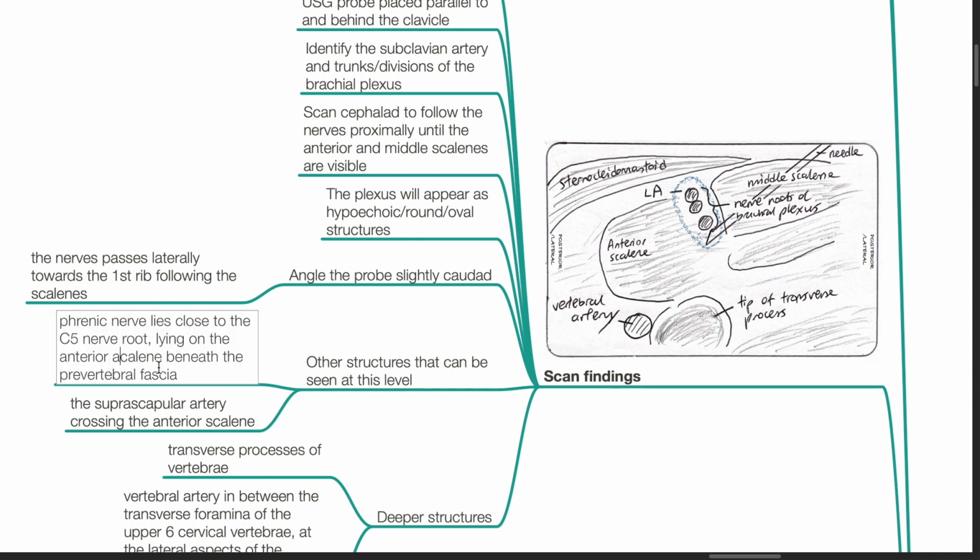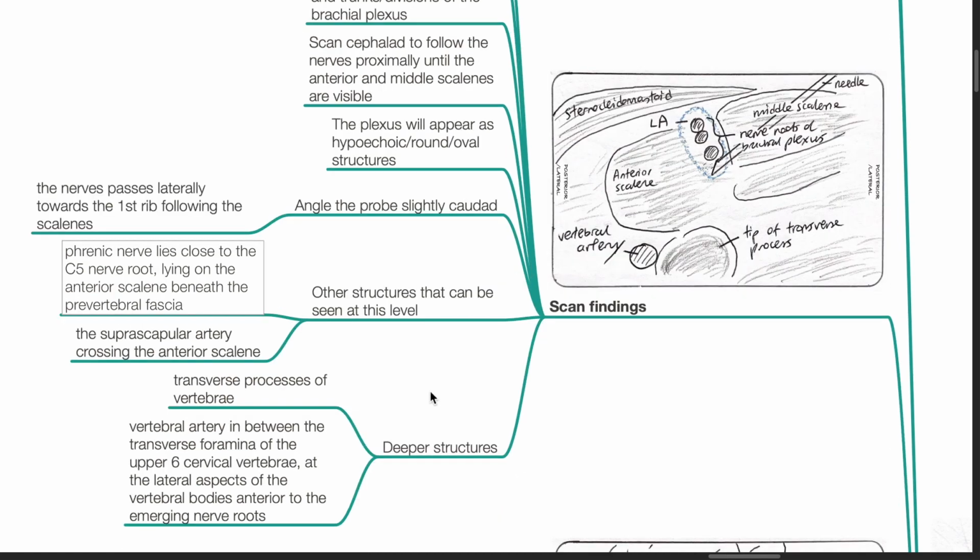The suprascapular artery crossing the anterior scalene. Deeper structures: the transverse processes of vertebrae, vertebral artery in between the transverse foramina of the upper 6 cervical vertebrae at the lateral aspects of the vertebral bodies, anterior to the emerging nerve roots.